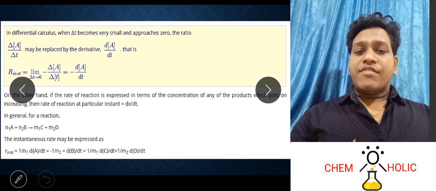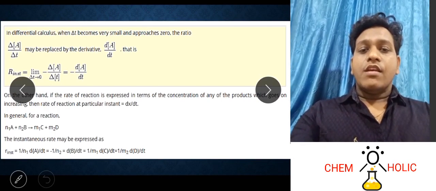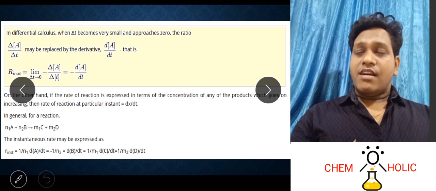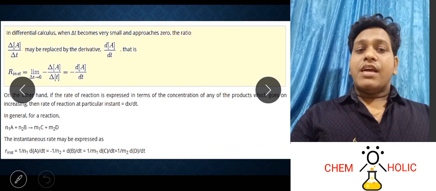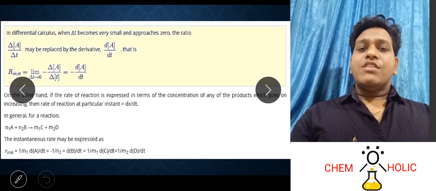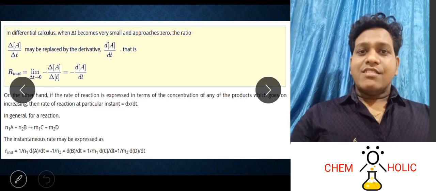That will be negative, and here it should be negative, right? Here it will be negative. Okay, and you can write minus 1/n2 dB by dt. Same way, positive 1/m1 dC by dt and 1/m2 dD by dt. So it's very simple. You just need to follow the same rule of average rate. Only the thing is, instead of the delta sign you need to use the d. I hope till here it is clear.